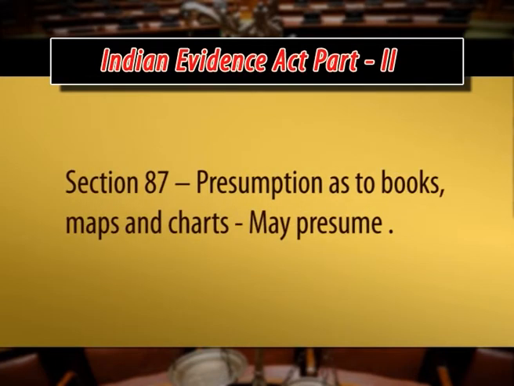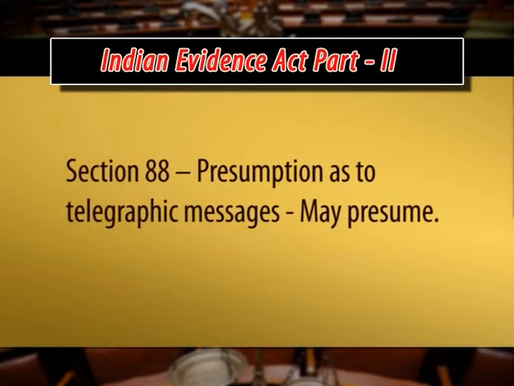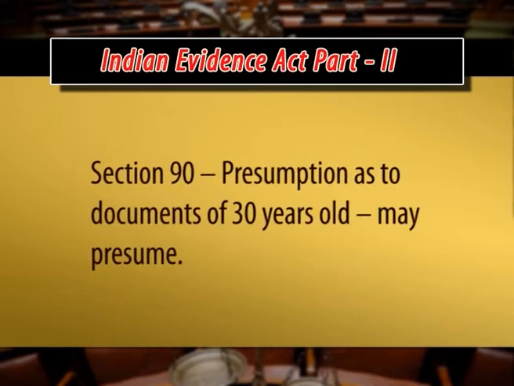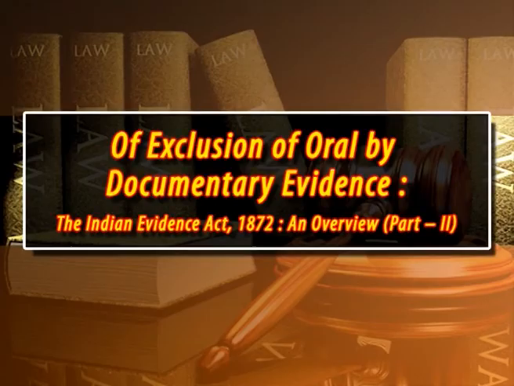Section 87, presumption as to books, maps and charts, may presume. Section 88, presumption as to telegraphic messages, may presume. Section 89, the court shall presume due execution of documents not produced even after due notice. Section 90, presumption as to documents of 30 years old, may presume.